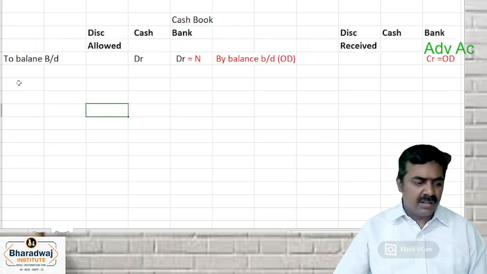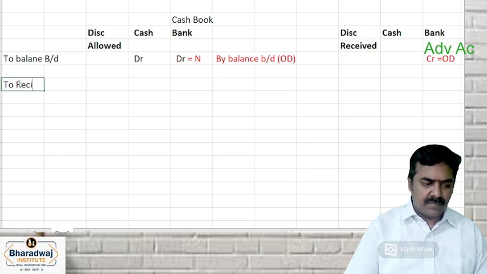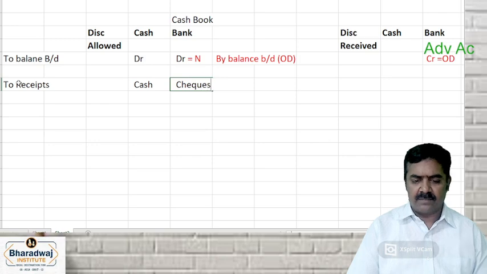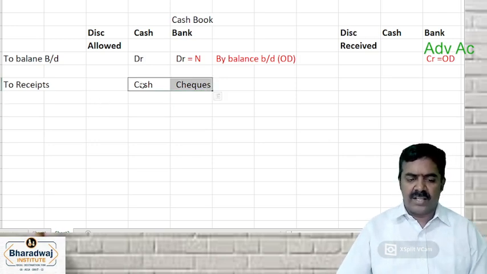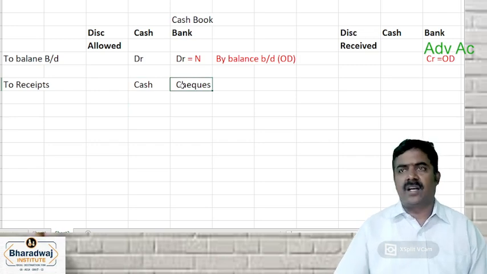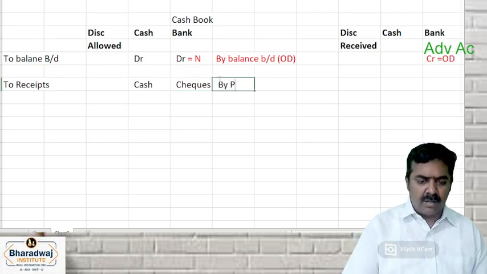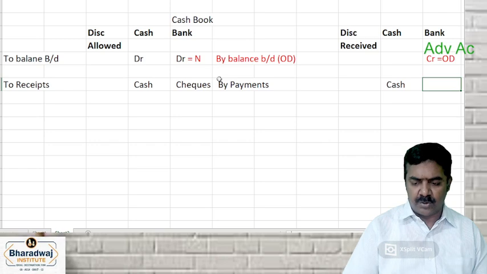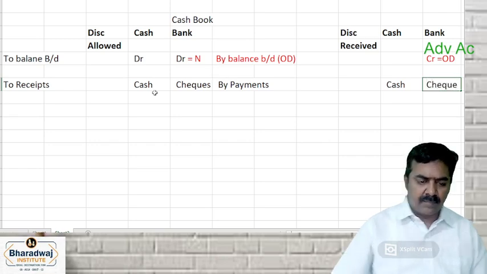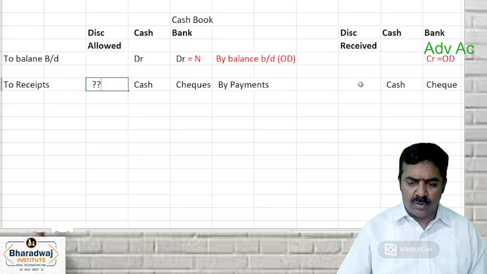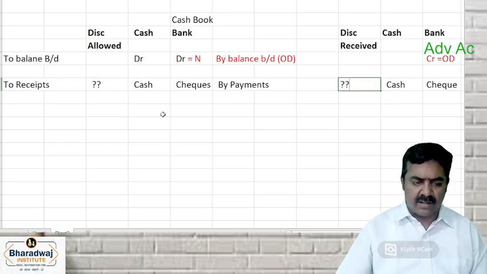Bank. By balance brought down, credit balance is possible in bank column. Whenever you receive money, all cash receipts are recorded, all check deposits are recorded. All cash receipts are recorded in cash column. Any check collection, bank collections are recorded in which column? Bank column. Likewise, all payments: cash payments we will enter in cash column. Of course, payment by check is entered in bank column. If there is a discount allowed, we will record. If there is a discount received, we will record.